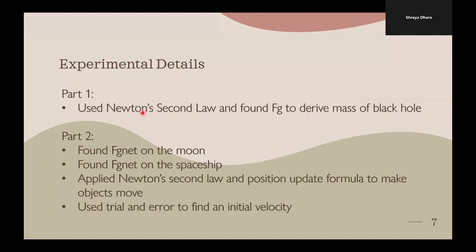To provide some details on the experiment, we used Newton's second law, and then we found the universal gravitation acting on the star to derive the mass of the black hole. We used the values we were given, which was the mass of the star, and derived the mass of the black hole based on FG. For part 2, we solved for FG net on the moon when the moon was the system, and then did the same thing for when the spaceship was the system. We then applied Newton's second law and the position update formula to make the objects in our simulation move. Based on that simulation, we used trial and error to find an initial velocity of the spaceship.